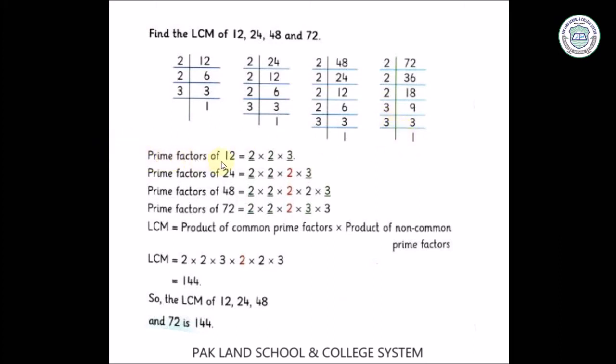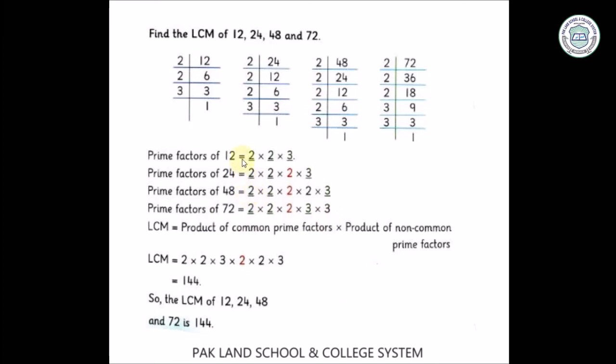Prime factors of 12 are 2 into 2 into 3. Prime factors of 24 are 2 into 2 into 2 into 3. Prime factors of 48 are 2 into 2 into 2 into 2 into 3. Prime factors of 72 are 2 into 2 into 2 into 3 into 3.